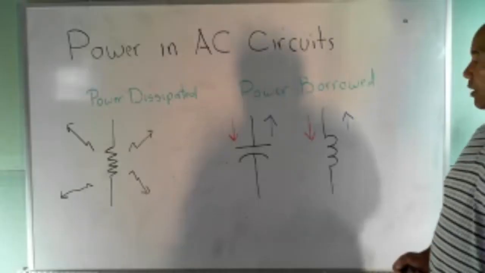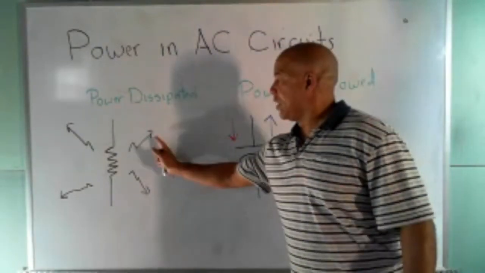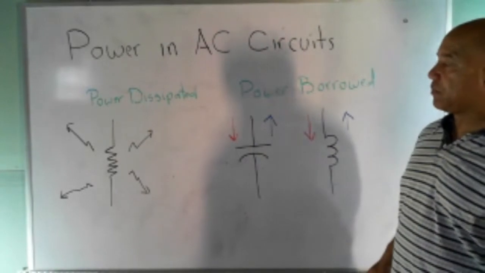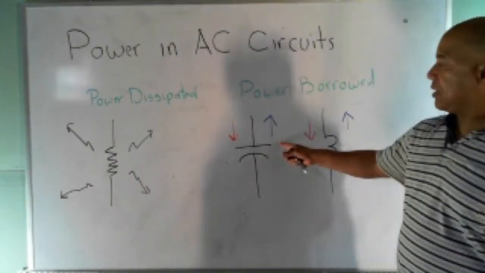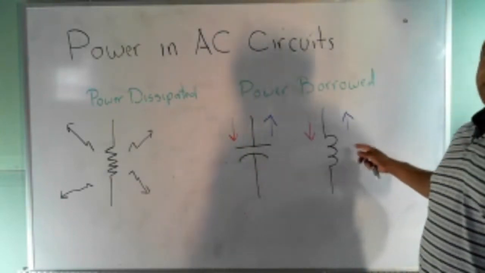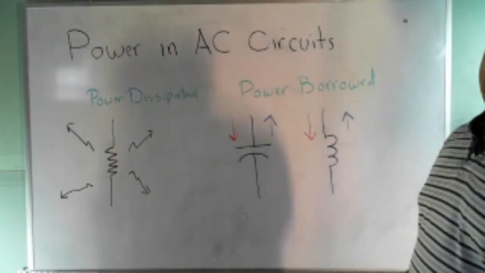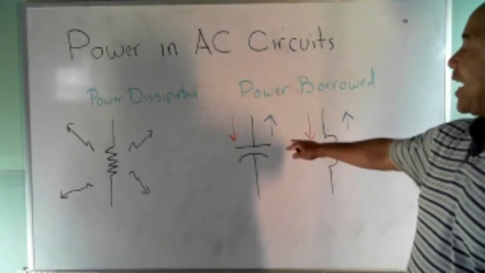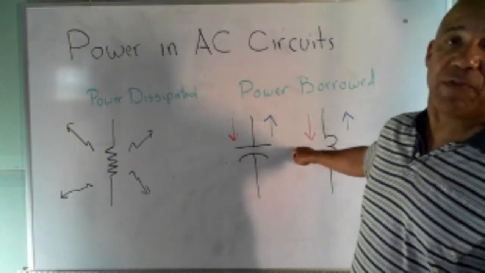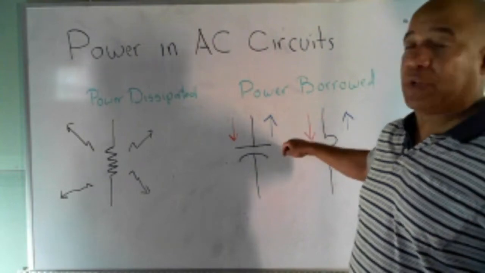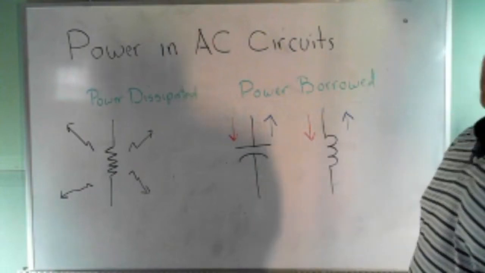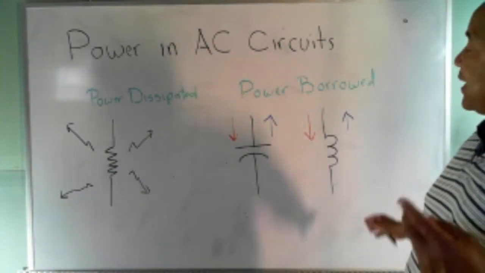Okay. So I have a resistor, which represents heat being radiated from the resistor, those arrows. This represents energy flowing in and out of the capacitor and energy flowing in and out of the inductor. And remember, we're talking here about ideal devices. An actual or practical capacitor or inductor does in fact have resistance. Therefore, it would dissipate some power, it will borrow some power. But in this class, we're talking about ideal resistors, ideal capacitors, ideal inductors.